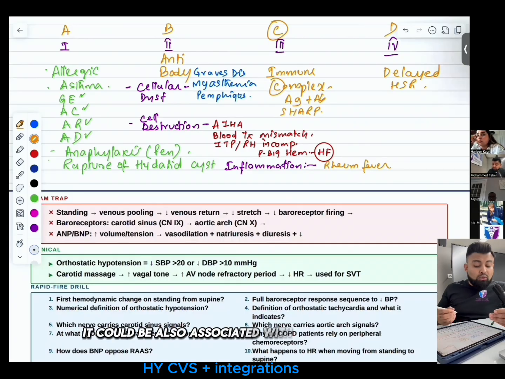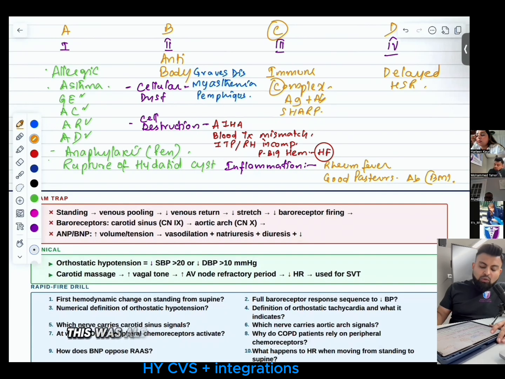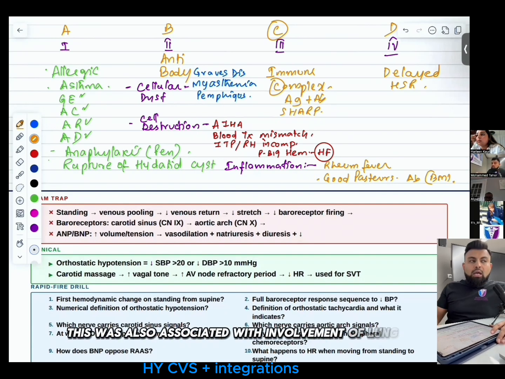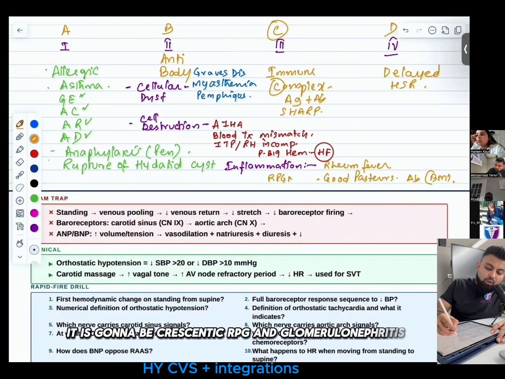It could also be associated with Goodpasture. Now, in Goodpasture syndrome, there is an antibody against the basement membrane. Remember that, and you can see linear IgG deposits. Remember, this was also associated with involvement of the lungs and kidney. It is going to be rapidly progressive glomerulonephritis, right?